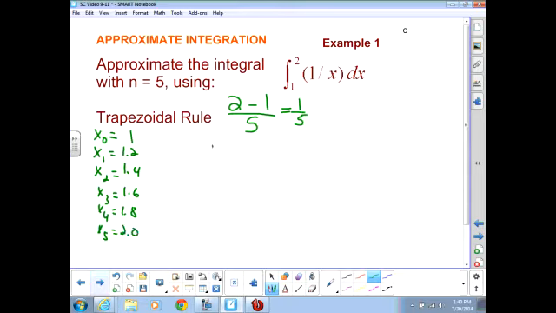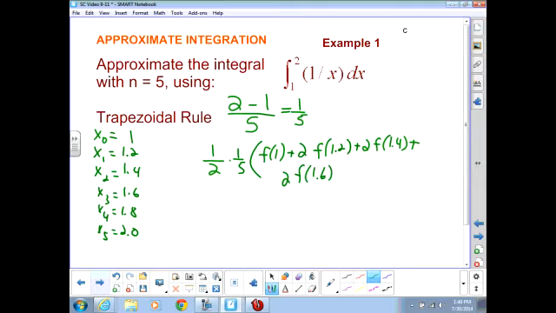So for our trapezoidal rule, we'll have 1/2 times our width. Then in parentheses, you'll have f of x0, because that only showed up once, so we'll have f of 1. Plus 2 of our x1s. So we'll have 2 times f of 1.2. Plus 2 times f of 1.4. Plus 2 times f of 1.6. Plus 2 times f of 1.8. And now our last thing, remember there's only one of them, so you'll have f of 2.